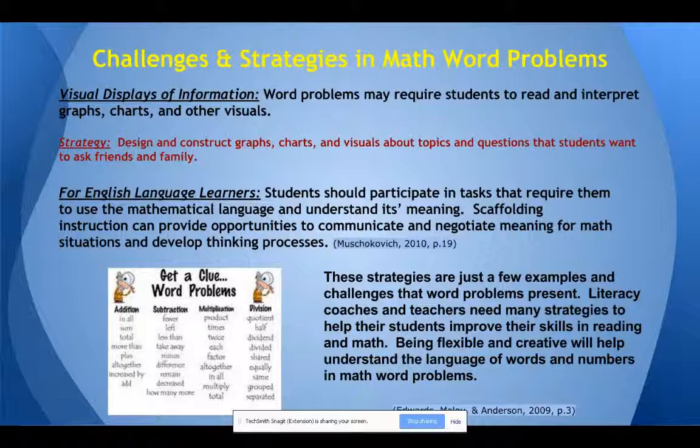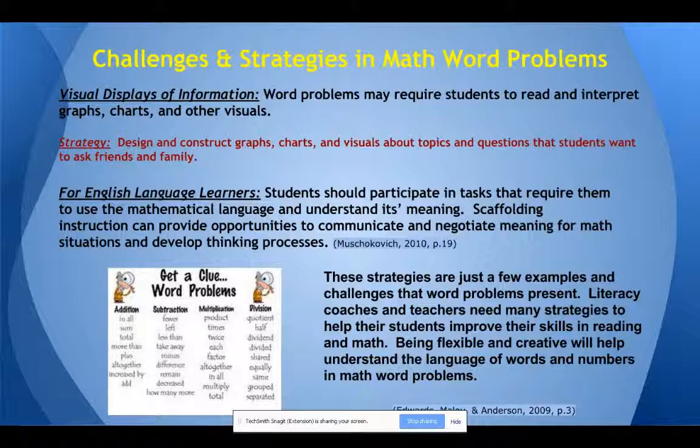For English language learners, students should participate in tasks that require them to use the mathematical language and understand its meaning. Scaffolding instruction can provide opportunities to communicate and negotiate meaning for math situations and develop thinking processes. These strategies are just a few examples and challenges that word problems present. Literacy coaches and teachers may need strategies to help their students improve their skills in reading and math. Being flexible and creative will help them understand the language of words and numbers in math word problems.